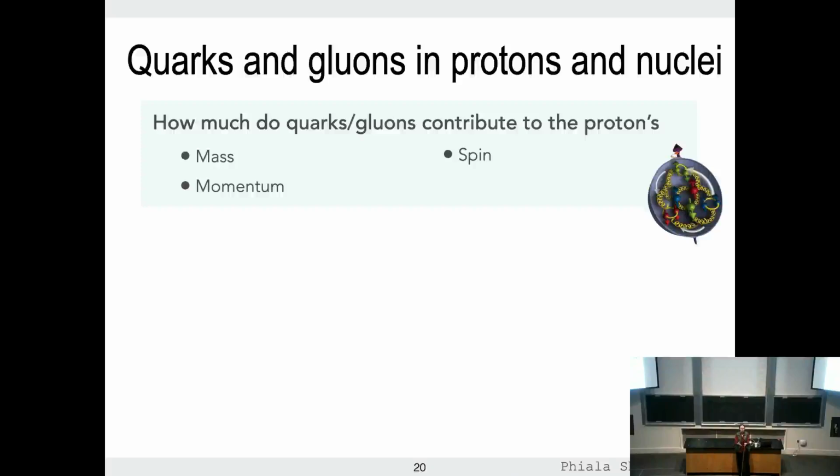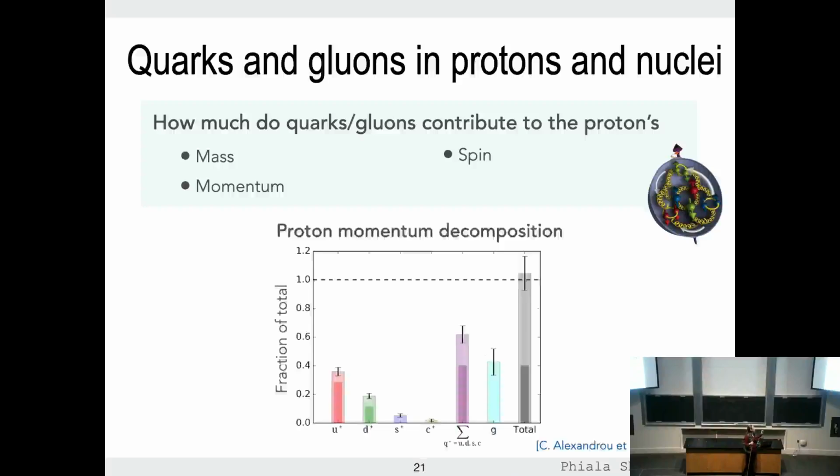How is the proton made of quarks and gluons? So the first question you can ask is, what about the simplest properties of the proton? Its quantum numbers, its mass, its spin, its angular momentum. How do they come about from the quark and gluon constituents? Questions like this we can answer very, very precisely now.